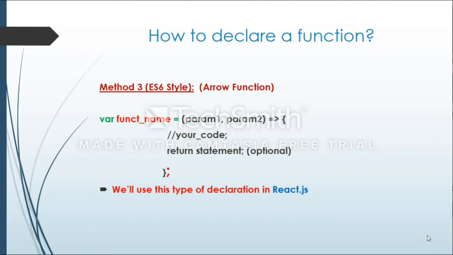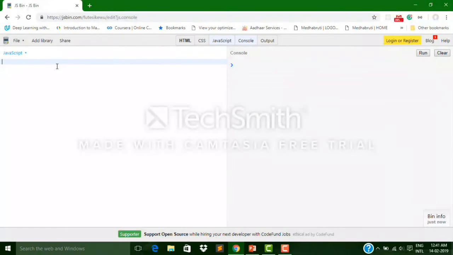Here first we put a parameter list inside braces, and then we use the arrow operator, and then we write the function body inside a set of curly braces, and then we use a semicolon. We use this type of declaration in React.js. So in method 3 we will use the arrow function.